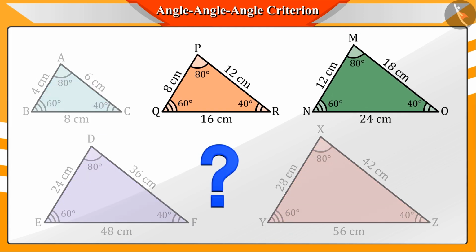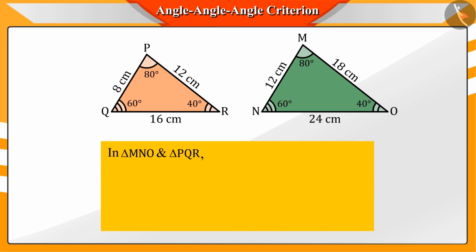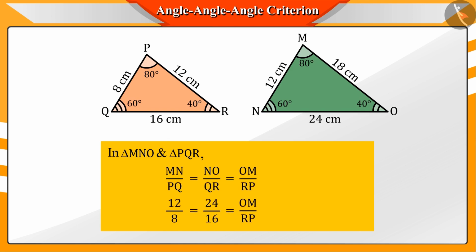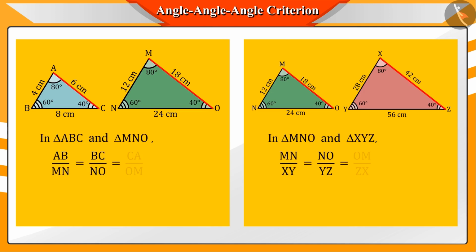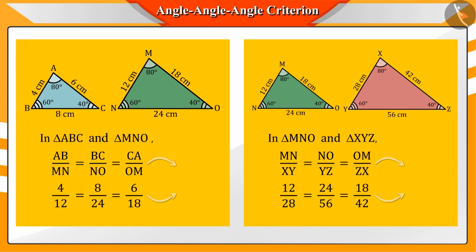Can you tell the ratio of the corresponding sides of triangles MNO and PQR? If we look at these two triangles, MNO and PQR, then we see that the ratio of the corresponding sides is 3/2. In this way, if we take any two similar triangles, then we see that their corresponding sides are proportional.